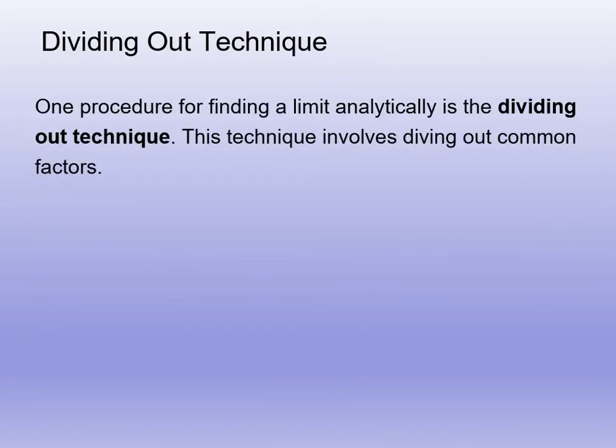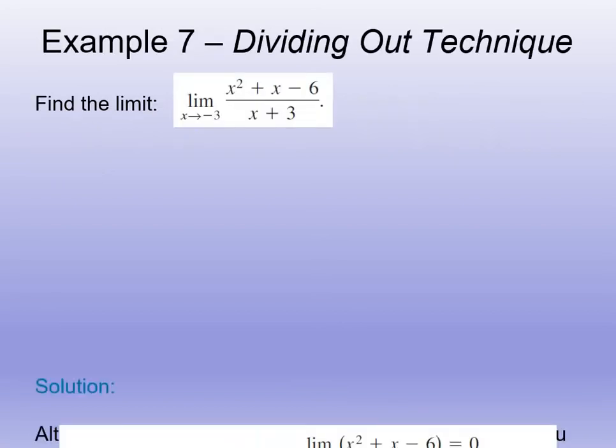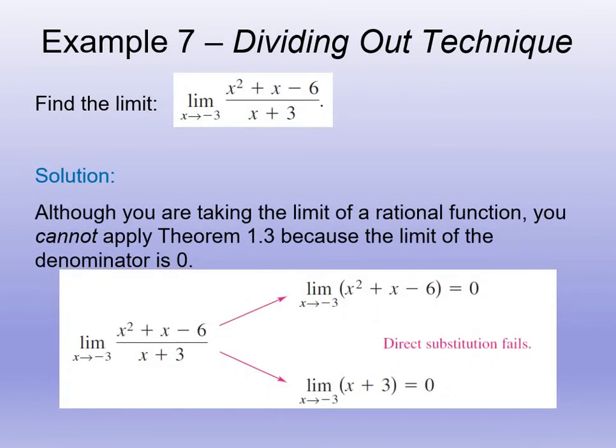Okay? So, if we do the divide out technique, what we just did, we have to check first, right? This is example 7, so we're taking the limit of x squared plus x minus 6 over x plus 3 as x approaches negative 3. Well, here's the issue, right? If we use direct substitution, negative 3 plus 3 in the denominator gives us division by 0.